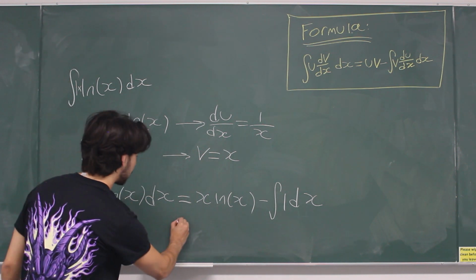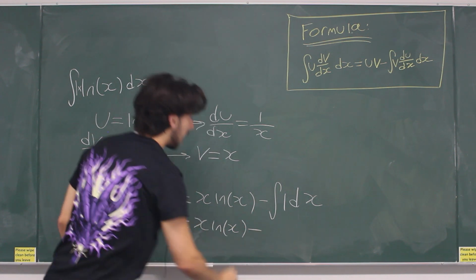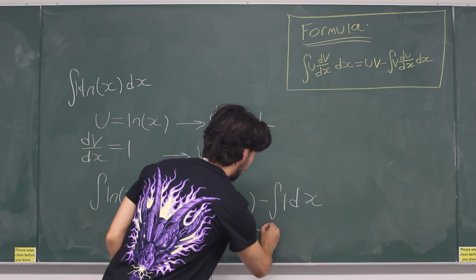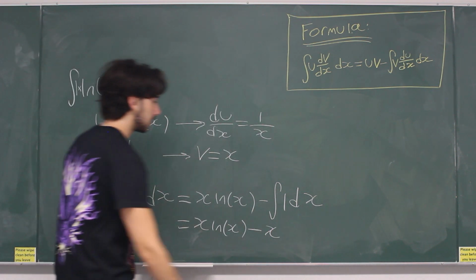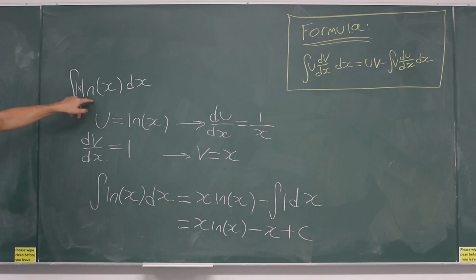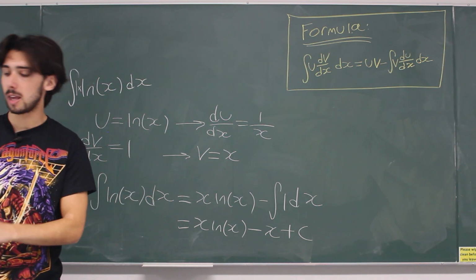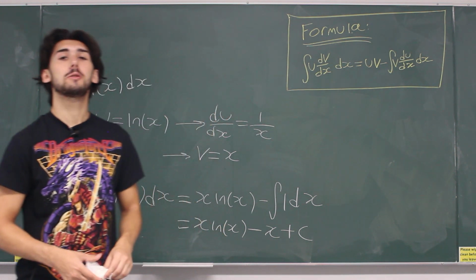So now we just have x ln x. And what is the integral of the number 1, guys? The integral of the number 1 is just x. So minus x, and what's the last thing we need to do? We need to add c, plus c. And that's the answer. The integral of the natural log of x is x ln x minus x plus c. The more you know. And guys, yep, you do need to use integration by parts.